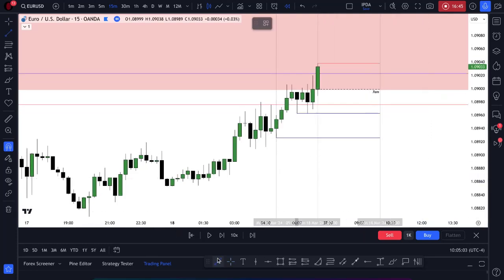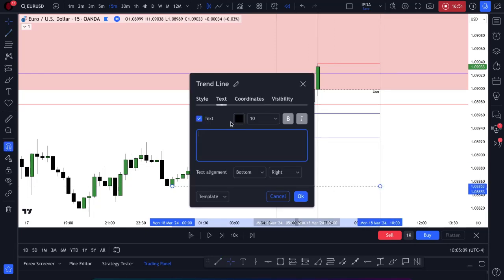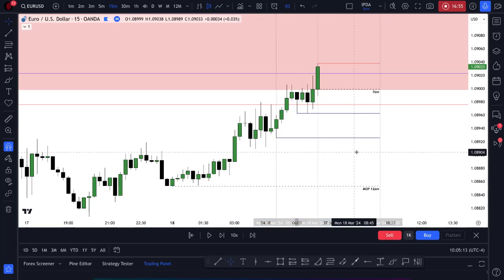Let's add something on this because a lot of people say I don't talk about it enough. This is midnight opening price, MOP, or 12 a.m. Notice how we're way above it. We're overbought. It's expensive. We're trading into a PD array on the higher time frame daily. The daily has a strong stance on the market.